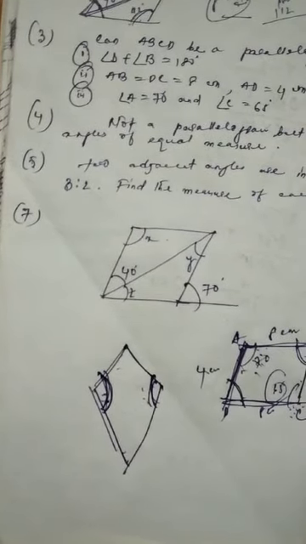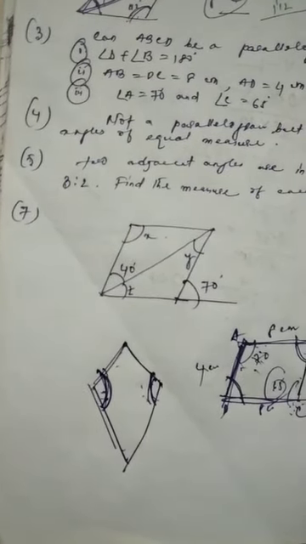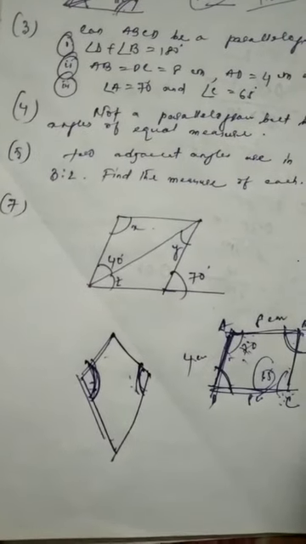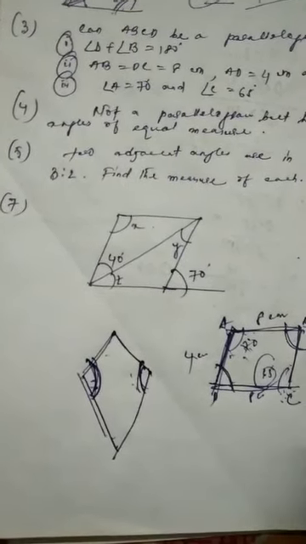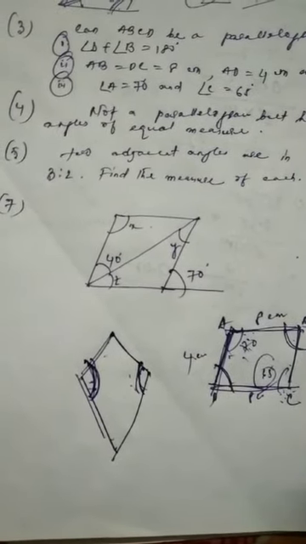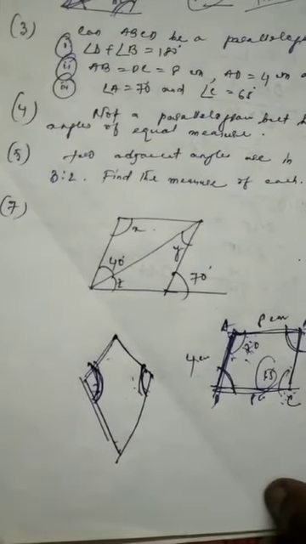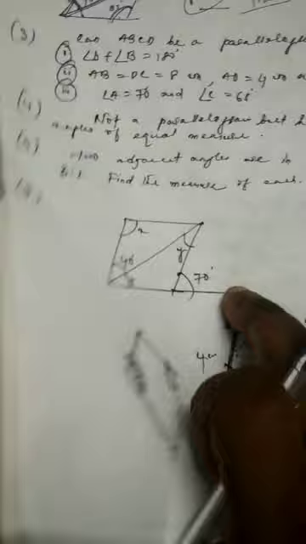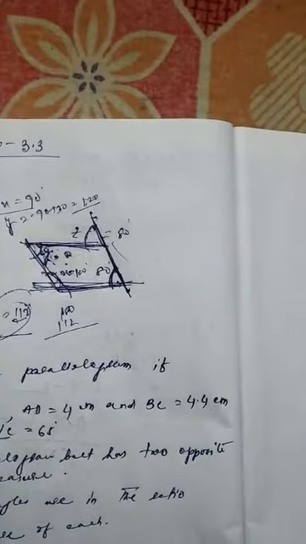Next: two adjacent angles are in the ratio of 3:2. Children, whatever I am explaining, I want these questions to be solved on your copy and submitted today. Two adjacent angles are in the ratio of 3:2. Find the measure of each. Okay, it's very simple, one of the easiest questions.